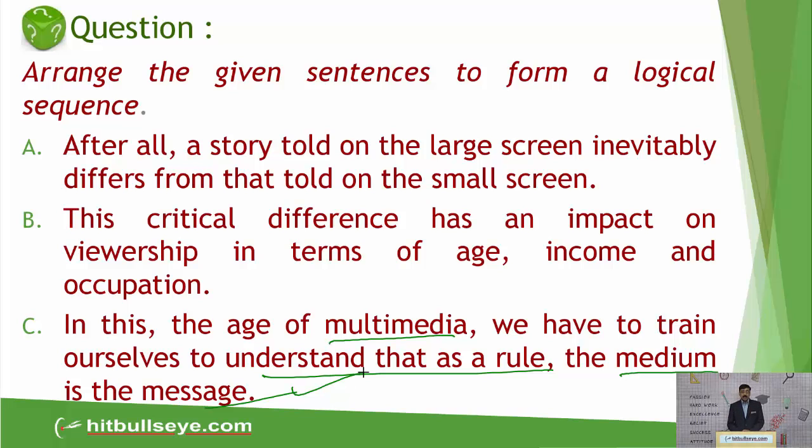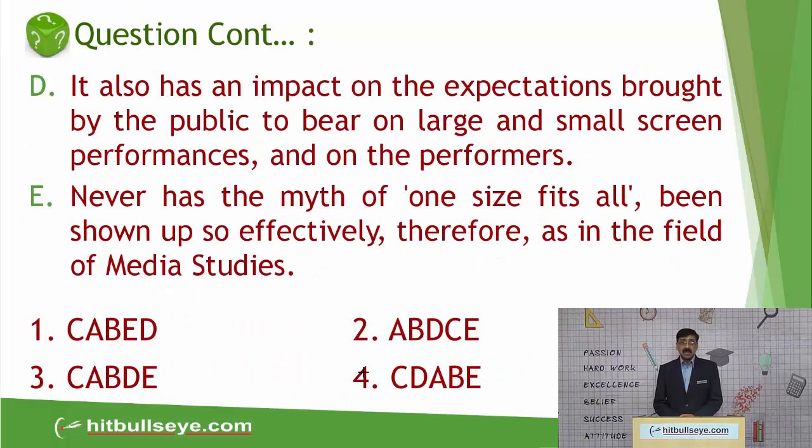Now we have to check what will come next, CA. In 2 options he has given CA. So my next task would be to check whether it is CA or CD. Let's read D first. D says it also has an impact. Now "also" means there has to be something before this sentence. So this choice is gone, and we are left with CA. I'm now 100% sure about what will come after C. So let's go back to A.